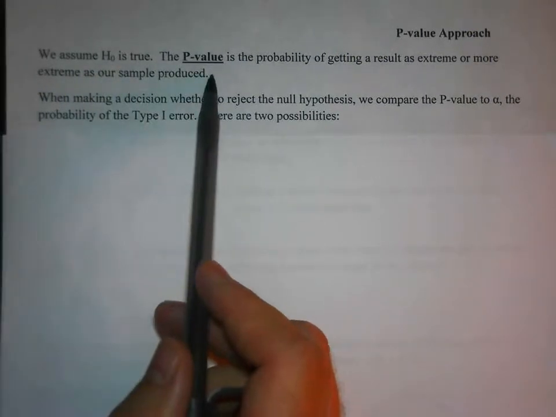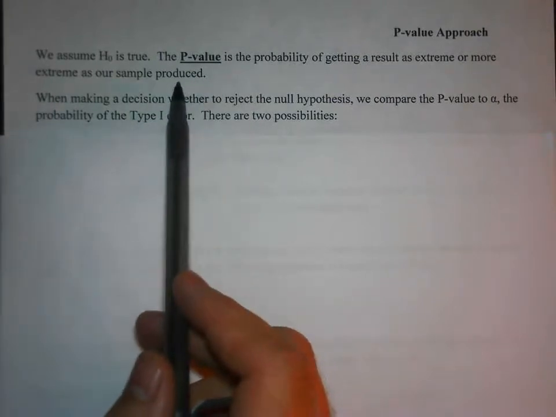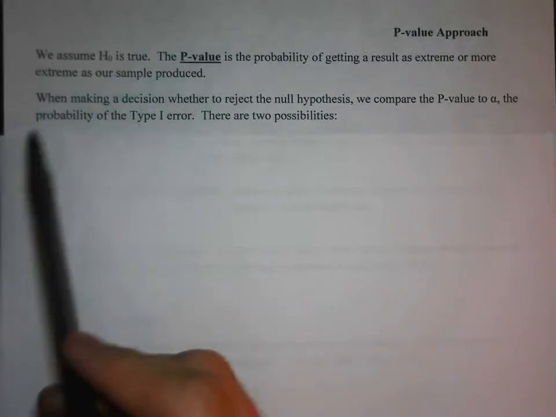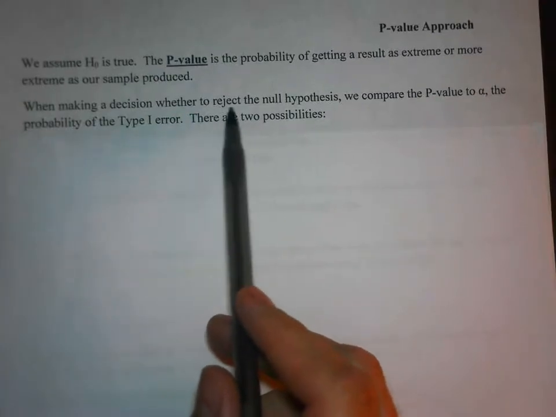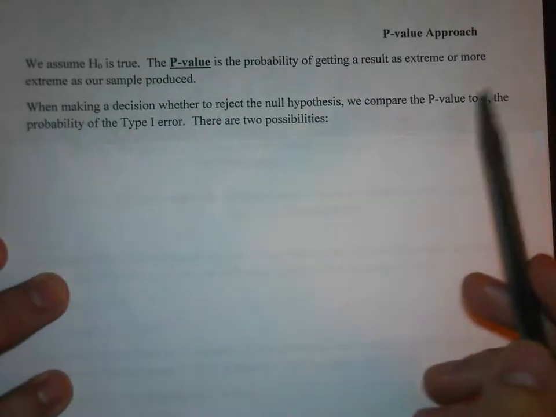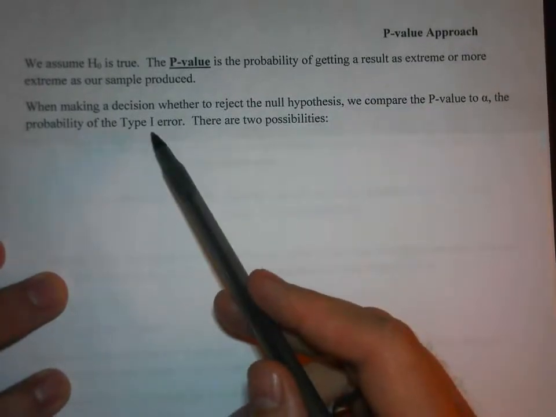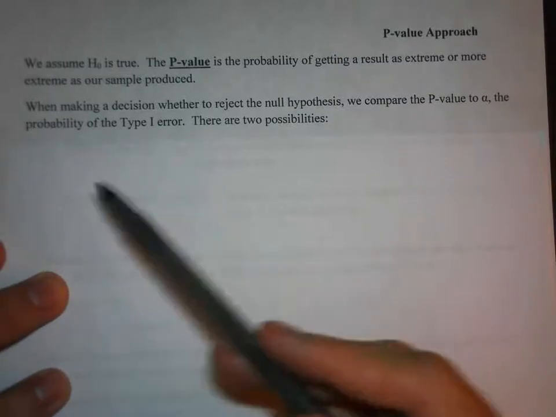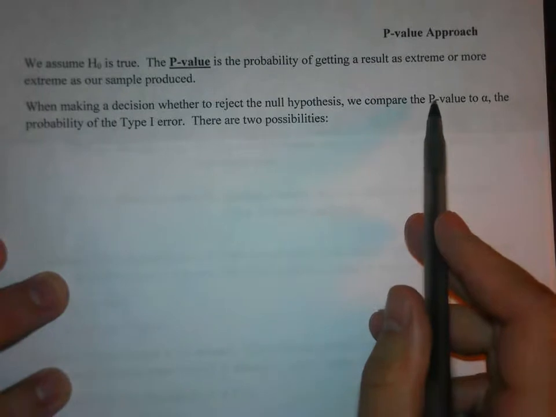What the p-value is, it's the probability of getting a result as extreme or more extreme as our sample produced. And we'll see what that means as we go through the example. When we make a decision whether to reject the null hypothesis, we're going to compare the p-value to alpha, the probability of a type 1 error. Remember that alpha was the case where you send an innocent man to jail, and you want that to be a very small probability. So this is the step that's different.